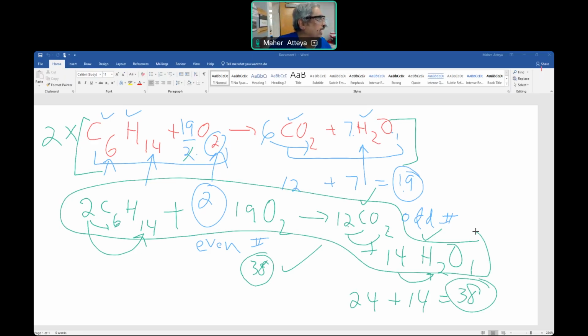So what type of reaction is this? Combustion. So this is a combustion reaction.